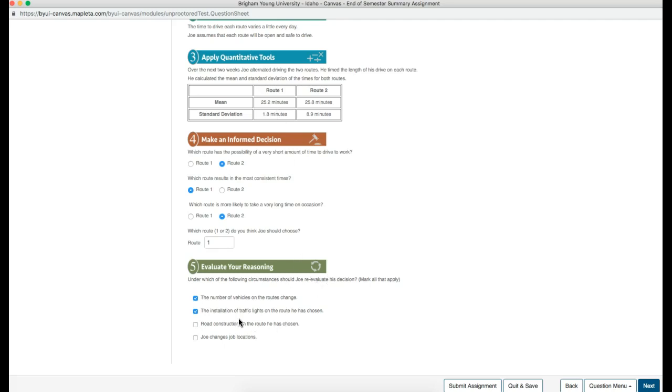So definitely a reevaluation. The next one, road construction. Oh, that would also be a time to reevaluate because, again, it'll change the mean if he gets stuck in road construction. And last, Joe changes job locations. Absolutely. That would definitely change his evaluation of how to drive there because he would not be driving that direction. So I say all of those apply for his reevaluation. And that's our answer.